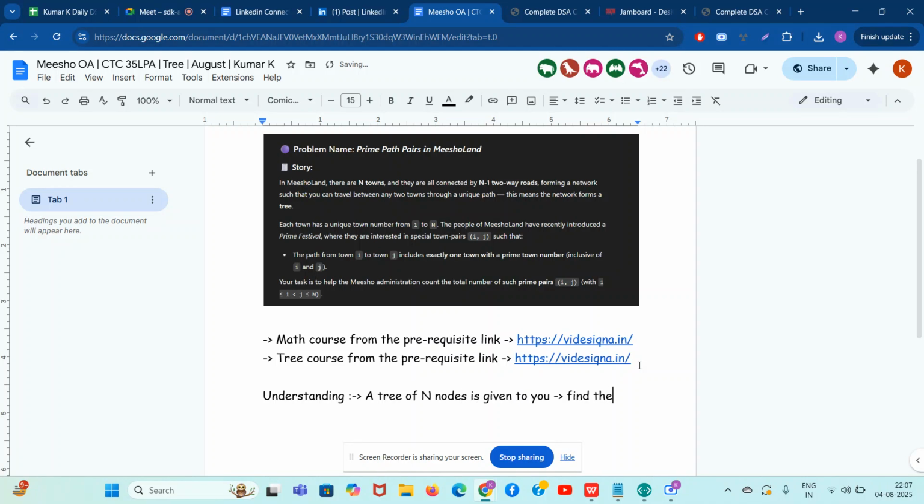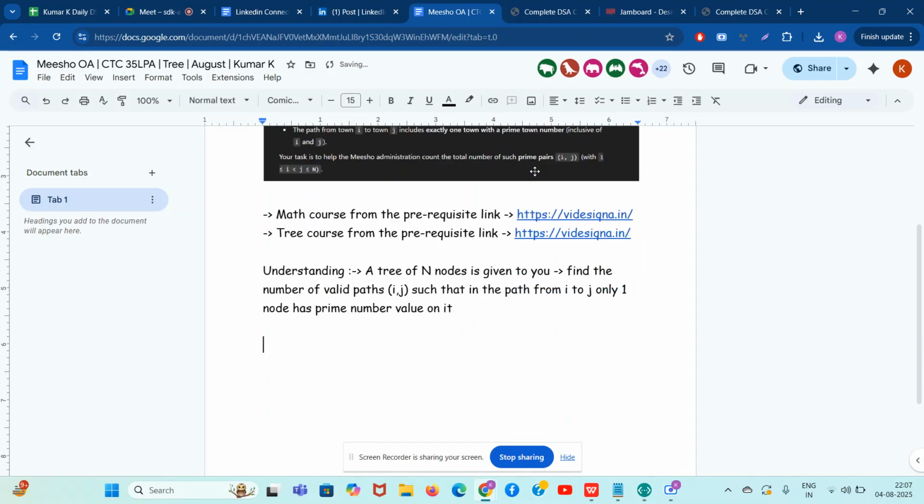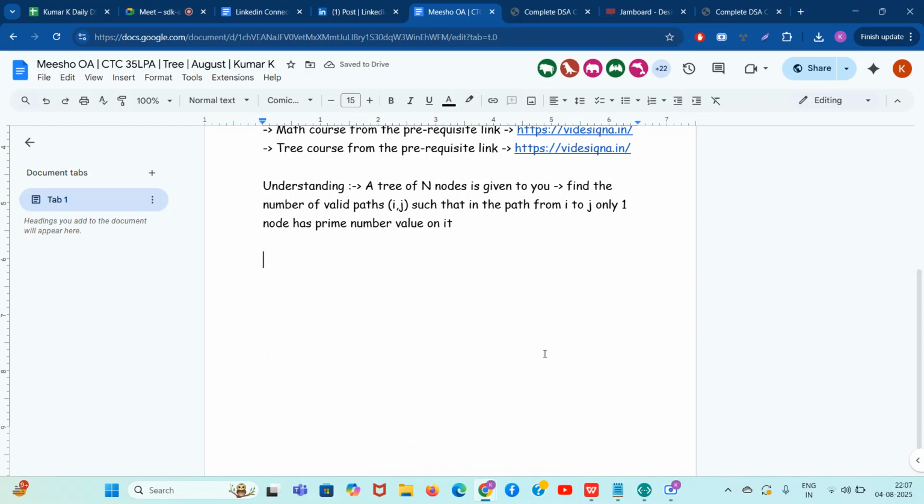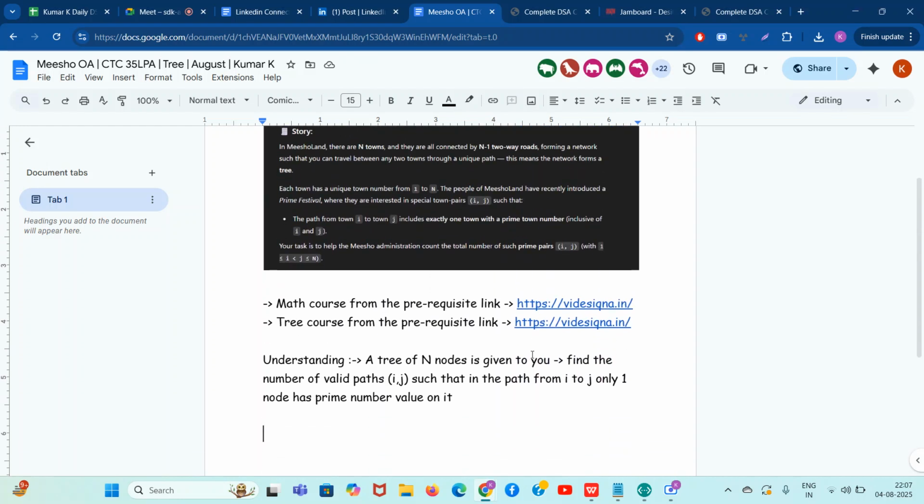Find the number of valid paths (i, j) such that in the path from i to j, only one node has a prime number value. So that's it. For this problem, this is the question given to you.